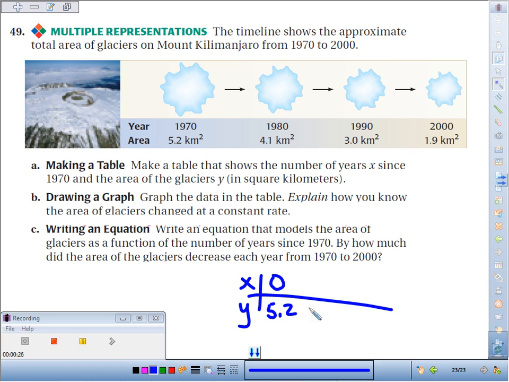There were 5.2 square kilometers. Then 10 years later in 1980, there was 4.1. 20 years later, in 1990, there was 3.0. And 30 years later, in 2000, that would be 1.9.